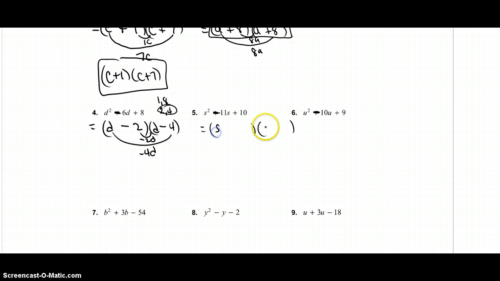S times S. What times what is 10? Well, 2 and 5 is what I think of first, and then 1 and 10. Which one of those combinations is going to add up to 11? Definitely the 1 and 10. But I want it to be a negative 11, so we're going to make them both negative. And that's your final answer. Try number 6 as a checkpoint.